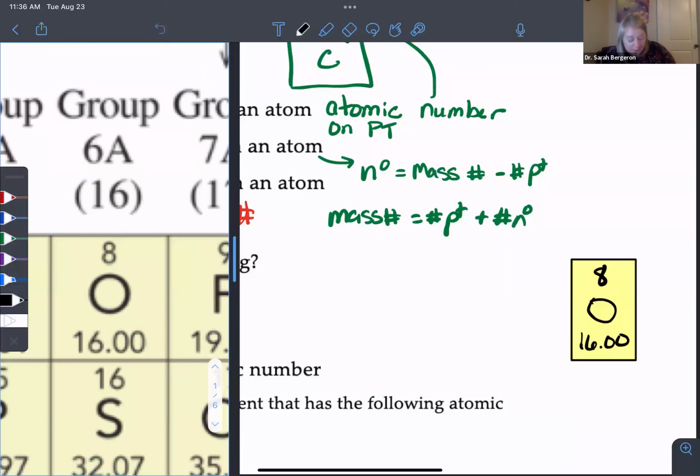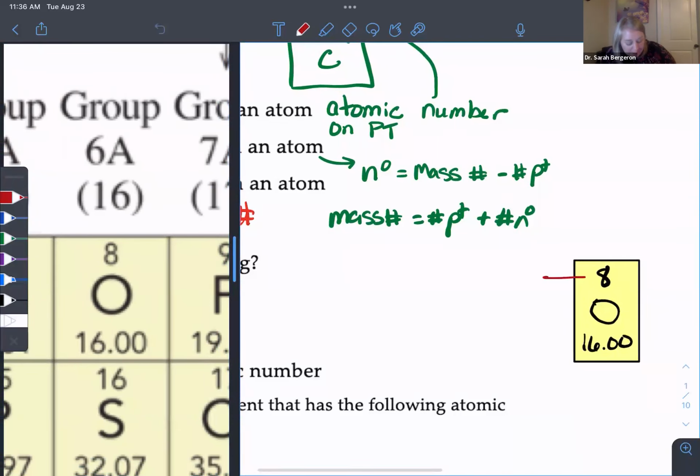The first thing that I see is the 8 at the top. So what does that 8 at the top mean? That 8 at the top is called the atomic number. So when you think about atomic number, this is what makes an atom of oxygen, or an atom of hydrogen, or an atom of helium. What makes it unique?